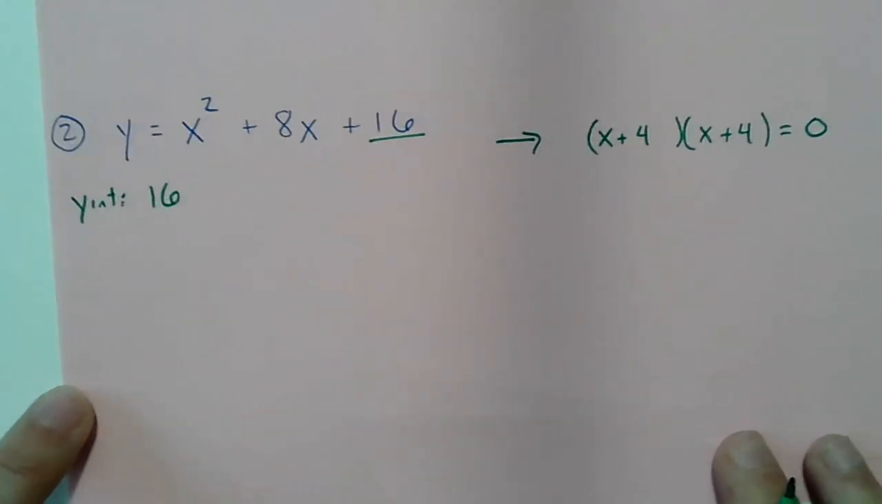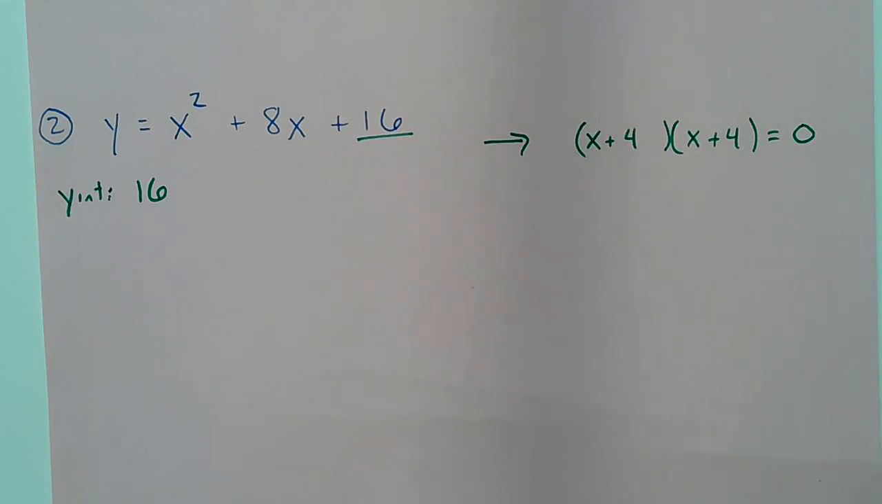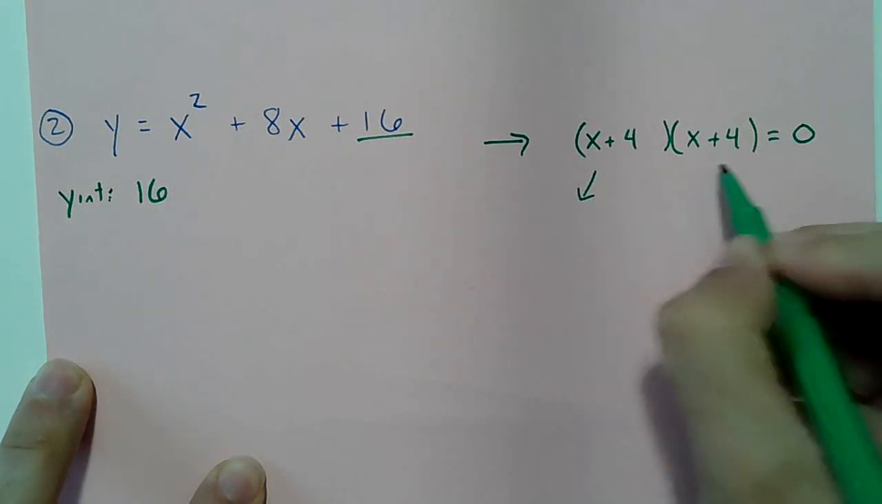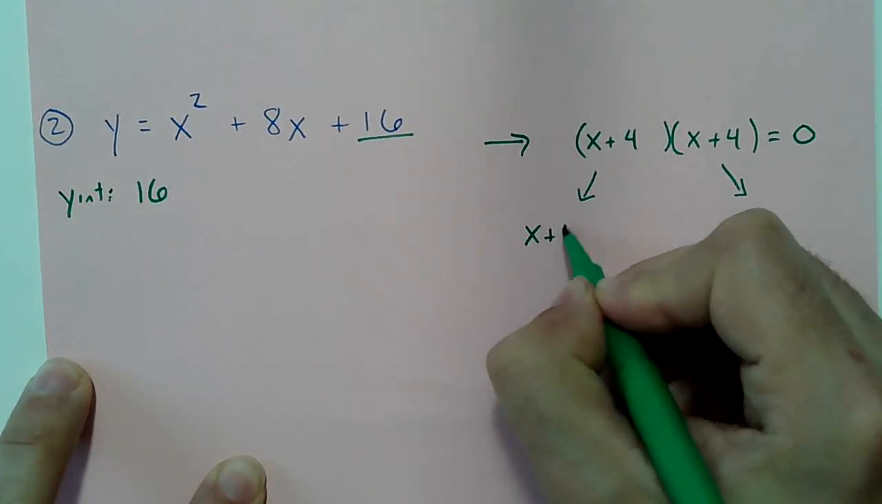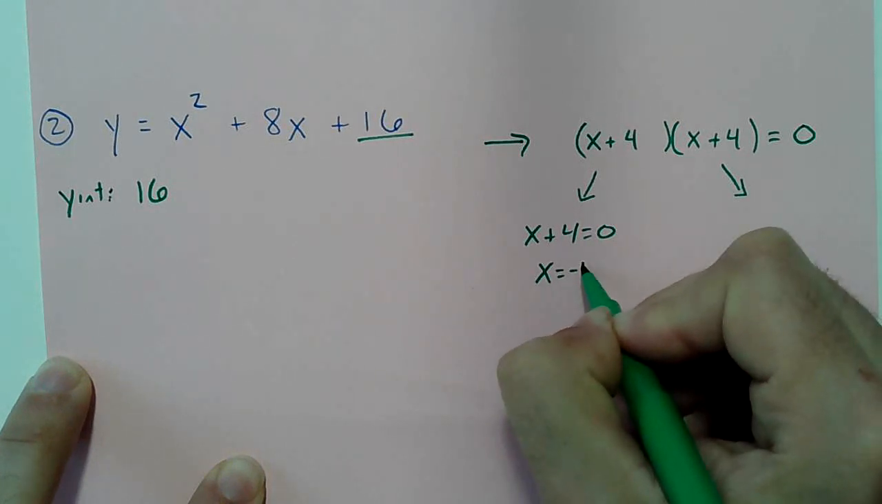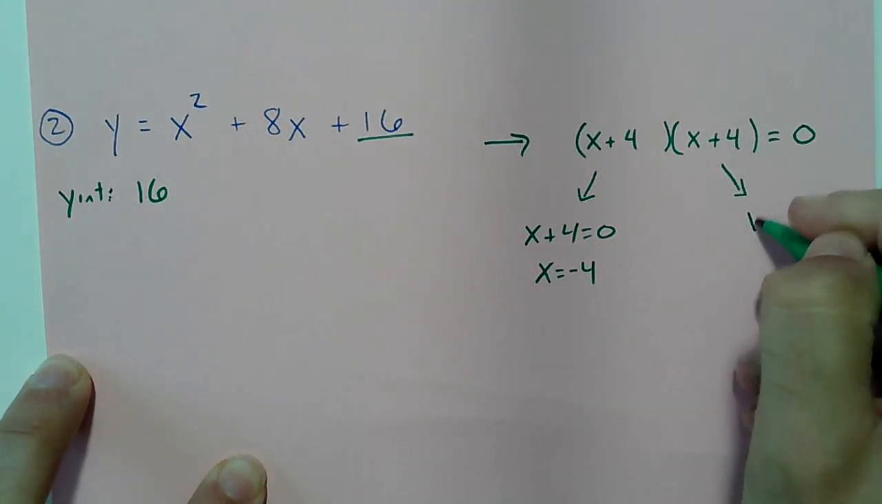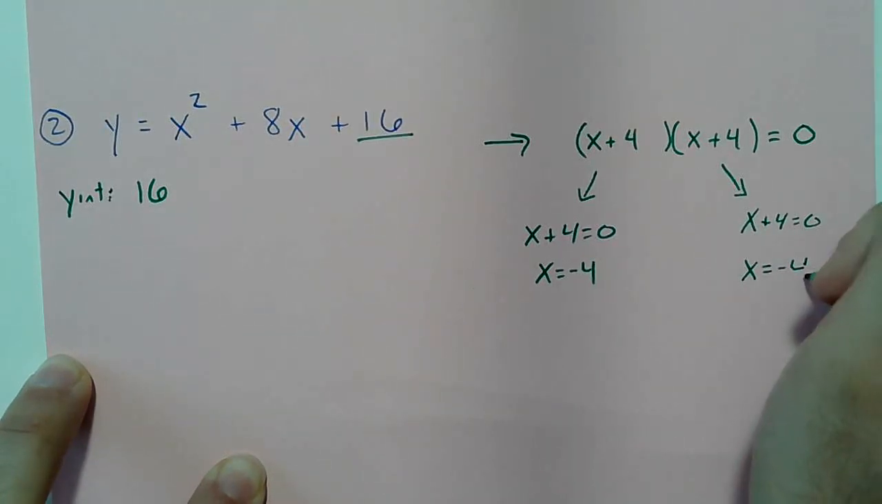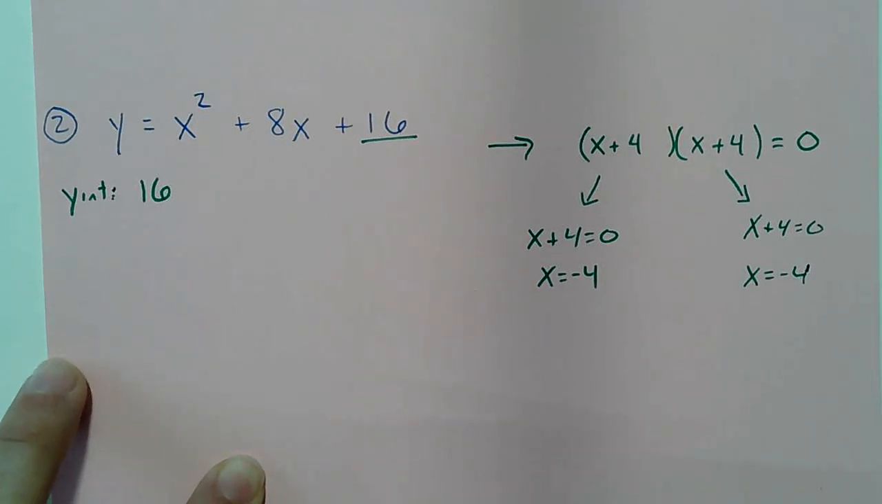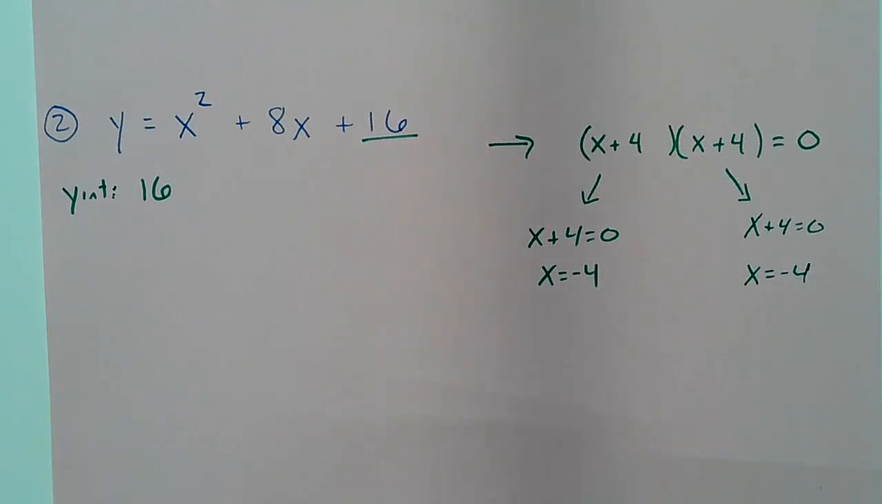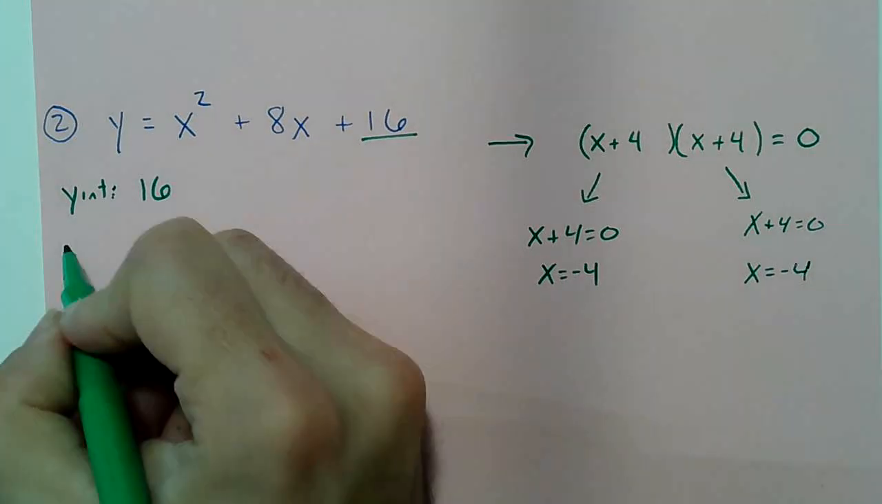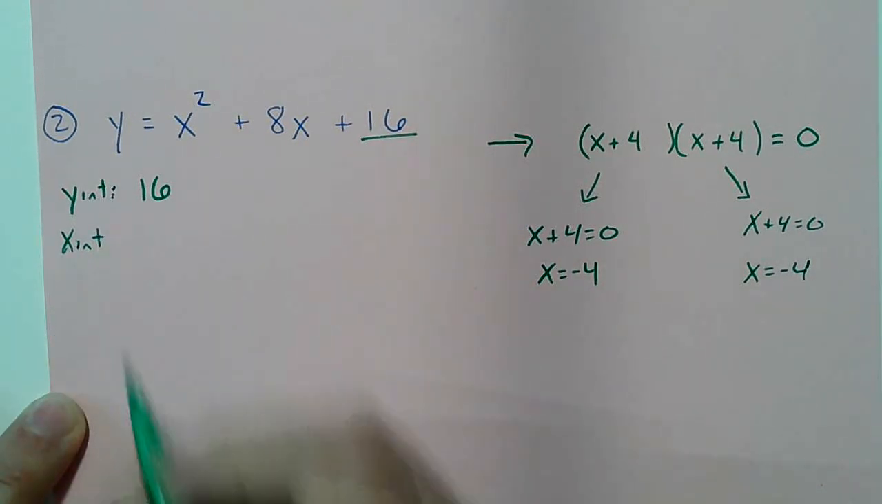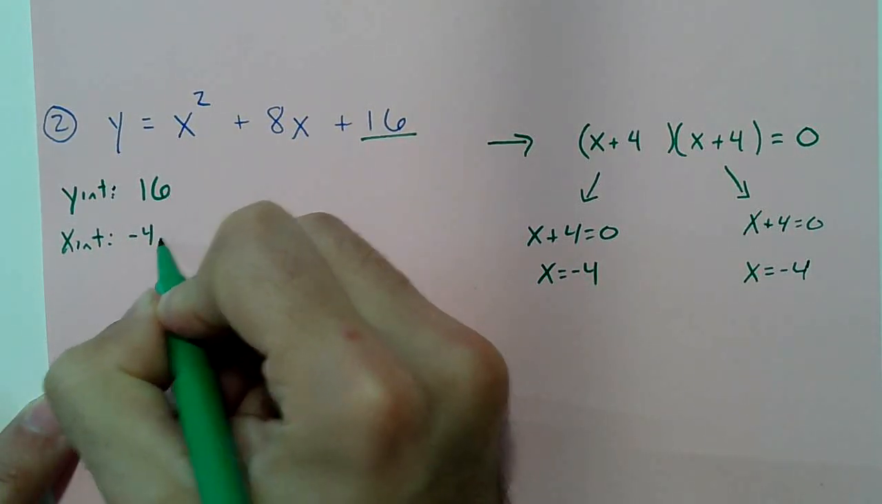This is a unique situation for us. If we look at the last problem, we had 2 x-intercepts. In this case, because these are the same factor, we have an x-intercept of negative 4, and we have an x-intercept of negative 4. So in this case, we only have one x-intercept. So if we only have one x-intercept, that's going to tell us that the vertex is on the x-axis. So we'll see if that's true at the end. So our x-intercept is going to be negative 4, 0.